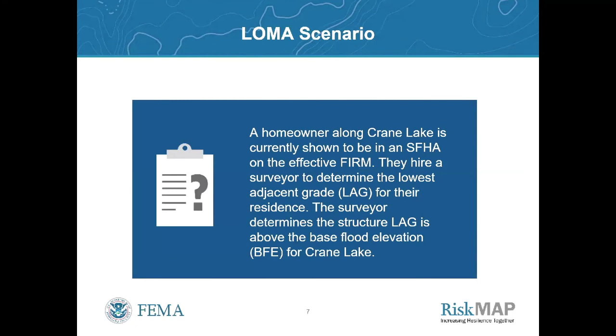And here's just a classic LOMA scenario. A homeowner on a lake is shown to be in the SFHA on the effective FIRM. They believe they were inadvertently included in the 1% annual chance floodplain, so they go ahead and hire a surveyor. The surveyor determines that that structure's lowest adjacent grade, or LAG, is above the base flood elevation for the lake, and they go ahead and submit a LOMA application to FEMA. So the basis of the LOMA application is strictly comparing the lowest adjacent grade for the structure or the lowest lot elevation for the property to that base flood elevation.